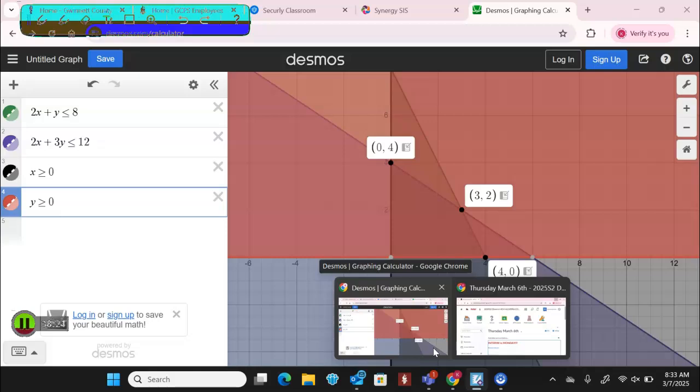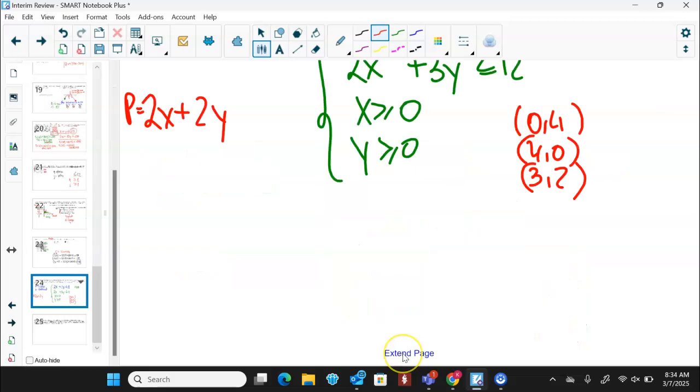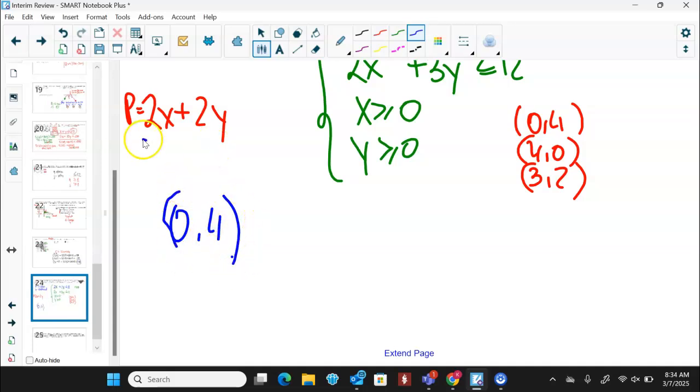Yes, (3.2), (0, 4), and (4, 0). Okay, very good. Now we're going to take these points and plug them into our profit equation to see what's going to give us the best combination. So we're going to do (0, 4) first, and then plug it into this equation.